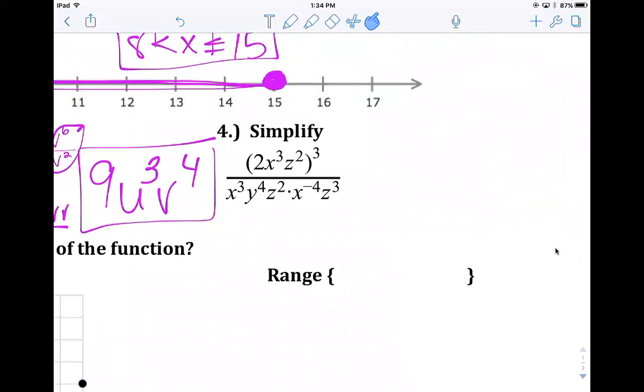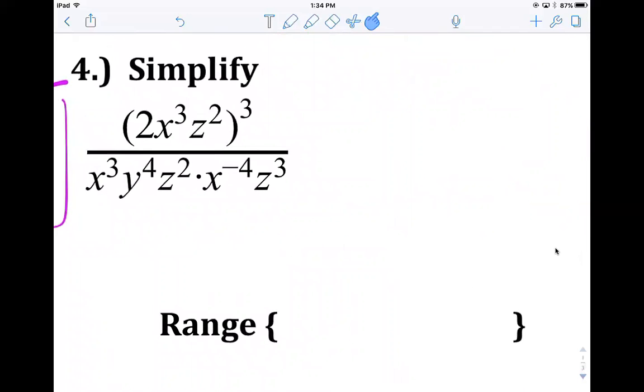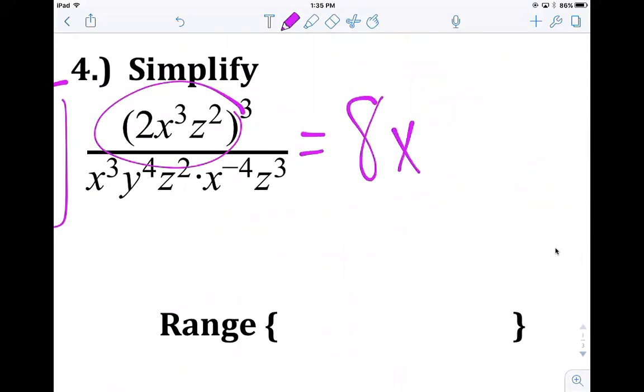Number 4, again, simplifying. So if we use the shortcut, we're taking all of this to the 3rd power. So we're going to take 2 to the 3rd. So that's 2 times 2 times 2, which is 8. And then x to the 3rd means that we're going to have x to the 9th, because a power to a power, they get multiplied. And then the z's will be z to the 6th power.